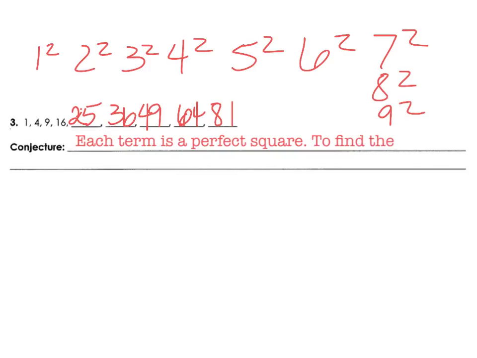To find the nth term, or the next term, we would square n. If the first term, or the nth term, is 1, we square 1. The second term, n is 2, square 2. If n is 3, that's the third term, square 3. If n is 4, that's the fourth term, square 4. If n is 5, square 5. If n is 6, square 6, and so on. So that is a conjecture we can write to describe this pattern.